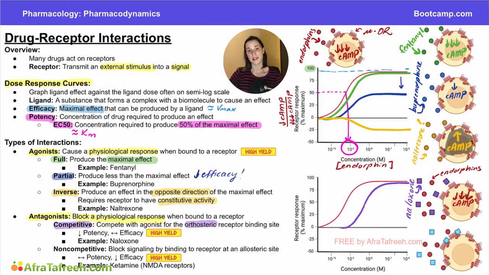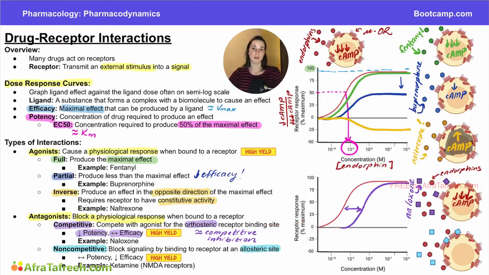So we can recognize that naloxone is a competitive antagonist by noticing that it decreases the apparent potency of the endorphins, but does not have an effect on the efficacy. This is exactly like the concept of competitive inhibition for enzyme kinetics. Non-competitive antagonists block signaling by binding to an allosteric site, which is any site other than the binding site.